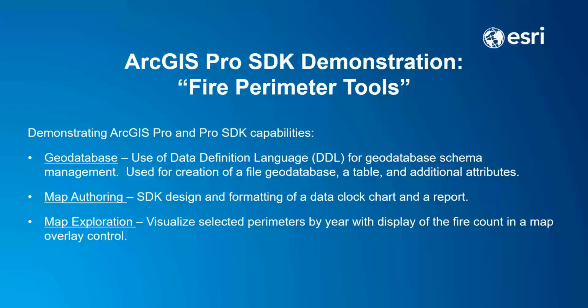Next is the map authoring API. You're going to see some SDK design in the formatting of a data clock chart and also a report. Finally, the map exploration API. You're going to see how it's possible to visualize selected fire perimeters by year with the display of the fire count in a map overlay control. All right, let's get started.